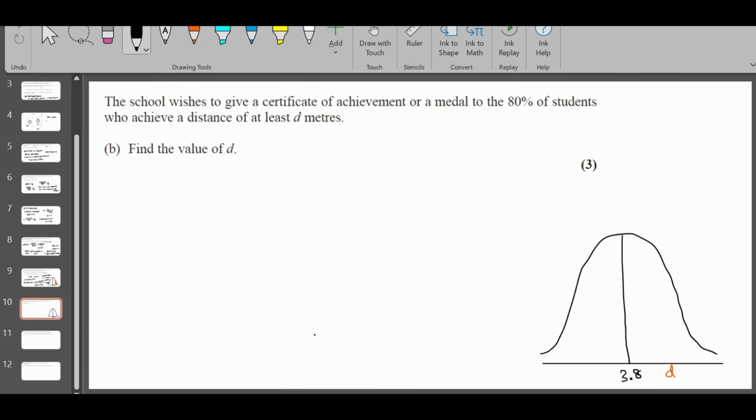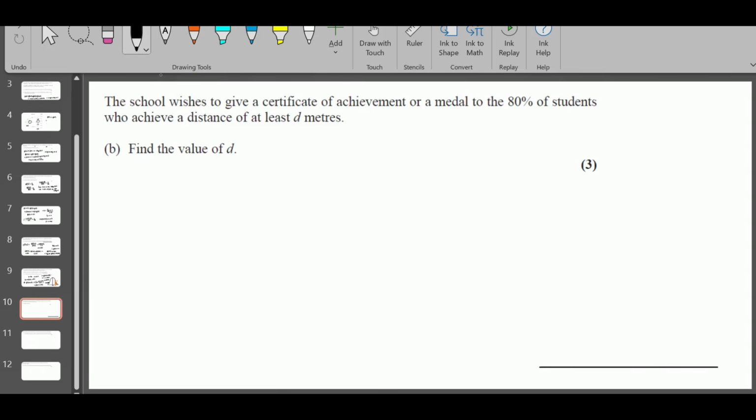The school wishes to give a certificate of achievement or medal to the 80% of the students who achieve a distance of at least D meters. So if anyone jumps D meters or more than D meters, 80% of them, right, will receive a certificate. The school wishes to give a certificate of achievement or a medal to 80% of the students.